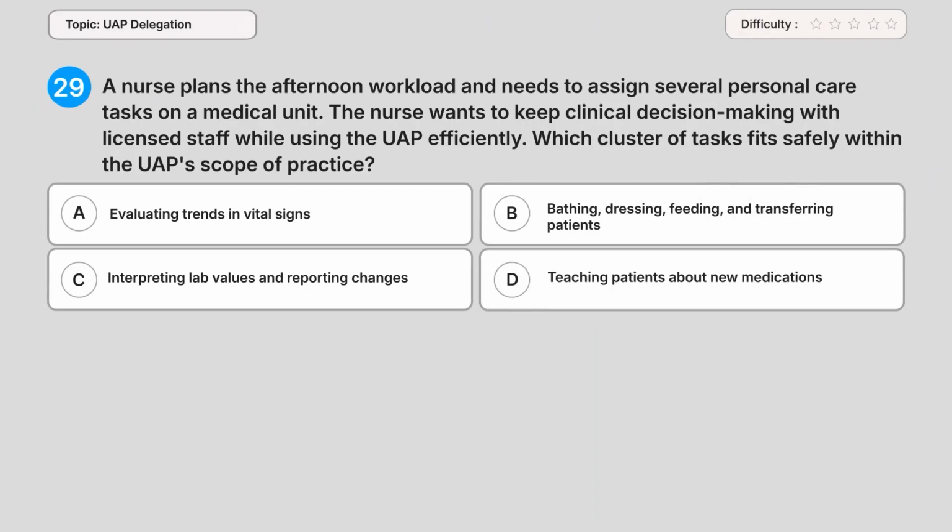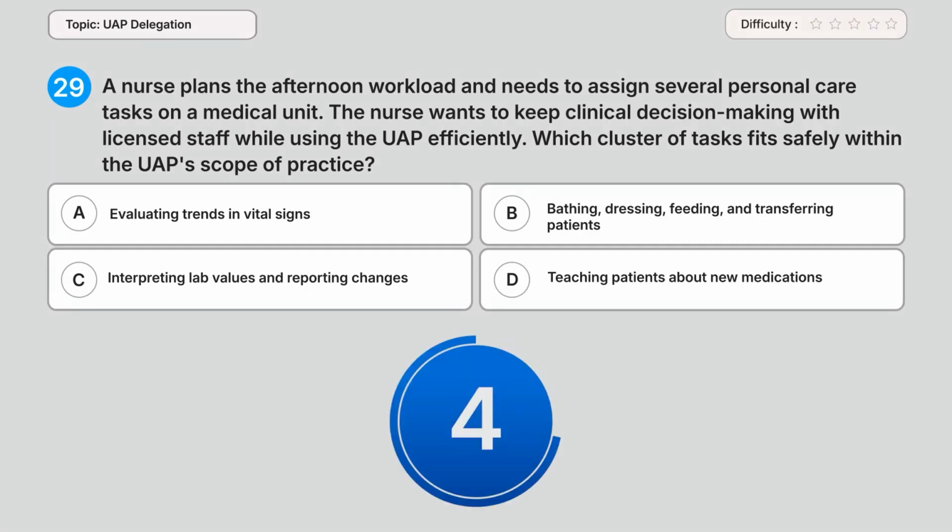Question 29. A nurse plans the afternoon workload and needs to assign several personal care tasks on a medical unit. The nurse wants to keep clinical decision-making with licensed staff while using the UAP efficiently. Which cluster of tasks fits safely within the UAP's scope of practice? A. Evaluating trends in vital signs. B. Bathing, dressing, feeding and transferring patients. C. Interpreting lab values and reporting changes. D. Teaching patients about new medications. What do you think is the answer?